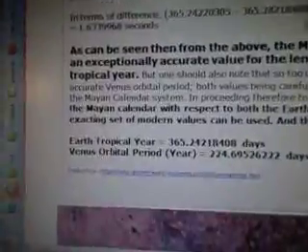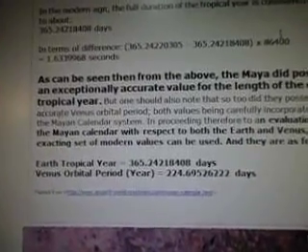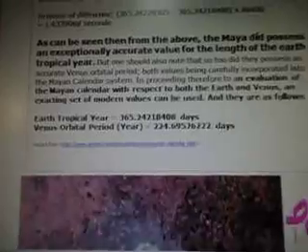And as you can see, he's got all the information there. I'm not going to read it all, there's just too much here. So as can be seen from above, the Mayan did possess an exceptionally accurate value for the length of the Earth's tropical year, and then he's got the calculations there.